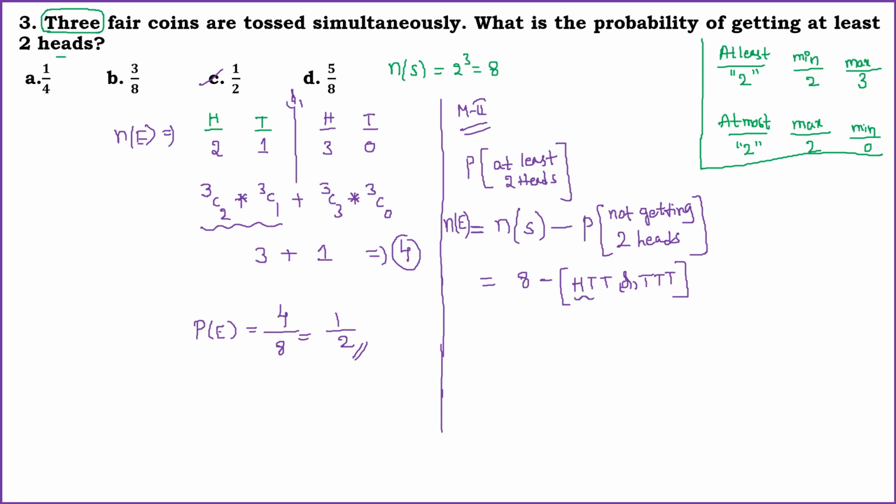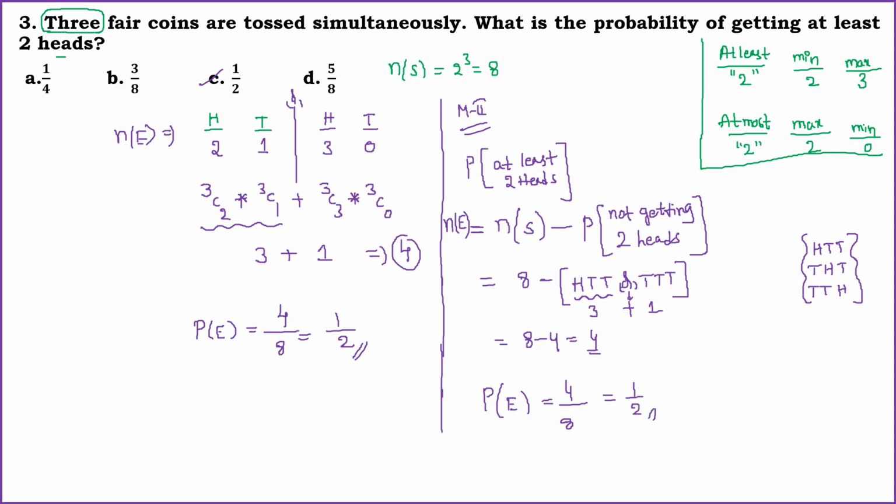Okay, see, head, tail, tail. These are 3 combinations. Have a look. Head, tail, tail, or tail, head, tail, or tail, tail, head. So we can arrange this case in 3 ways. So 3 plus tail, tail, tail one time. So 8 minus 4, which is 4. So probability of occurring an event is nothing but 4 by 8, which is 1 by 2. So this method will be helpful for the upcoming questions.